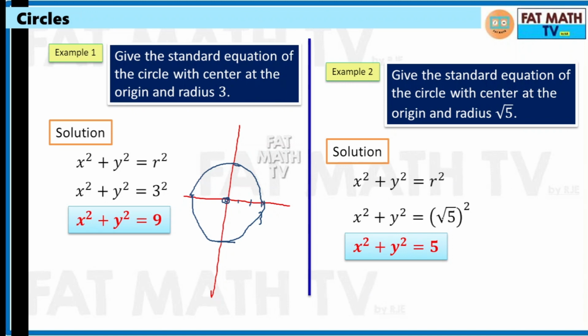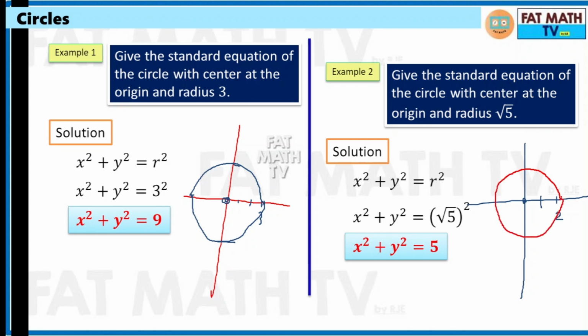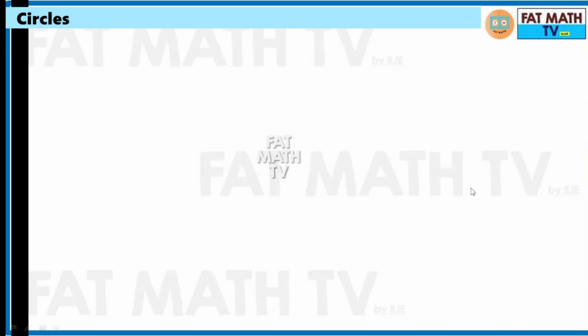For this one, the radius is square root of 5. Square root of 5 is a little bit more than 2. So the circle also has center (0, 0), and the radius is a little bit more than 2, so somewhere here. This is the circle with center at (0, 0), or at the origin, and the radius is square root of 5. Let us have another example.